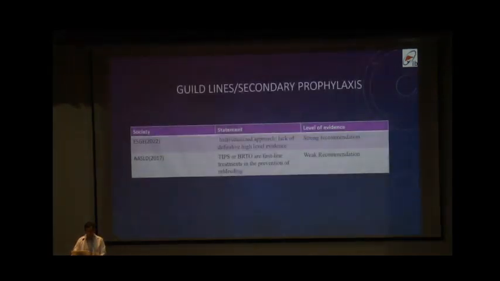So the guidelines on secondary prophylaxis still do not give us a very clear picture. ESGE says individualized approach, lack of definite evidence. AASLD says TIPS or BRTO as first line of treatment for prevention of rebleed. It's a weak recommendation. So again, these forms of therapy, even though in secondary prophylaxis have been studied, because of a lack of RCTs in this group, it is still very difficult to suggest one over the other.